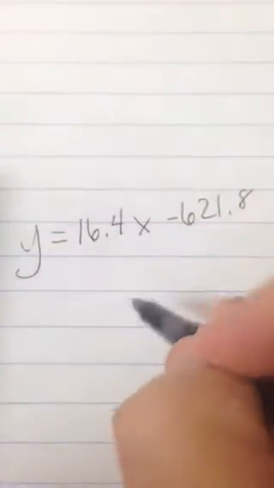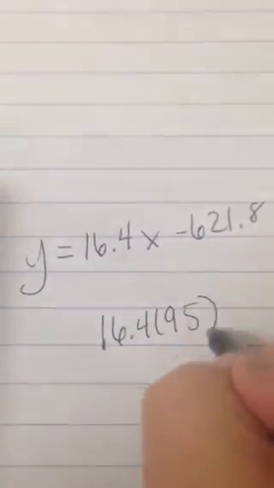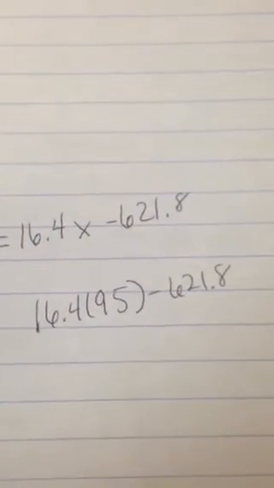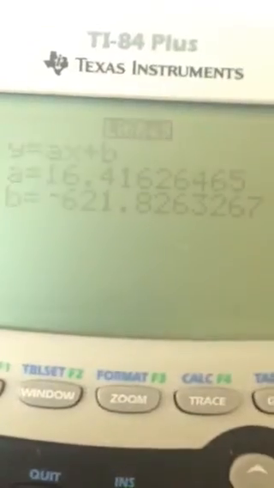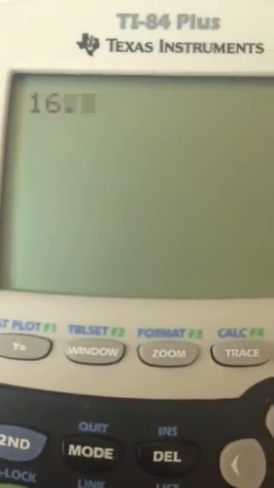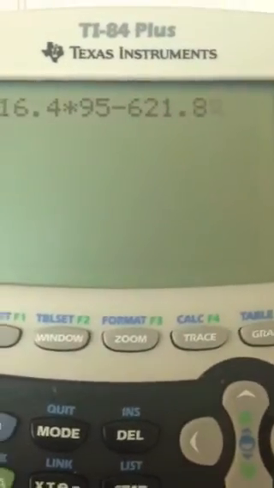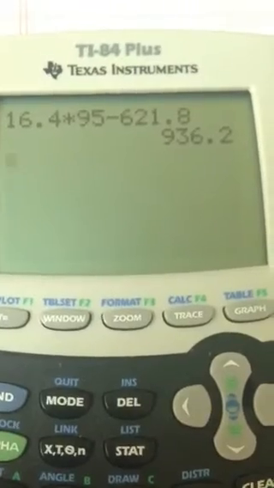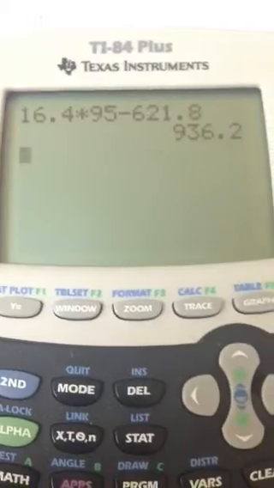So what I'm going to do is 16.4 times 95 minus 621.8 and see what I get. And that should be how many cans I can expect to sell if the temperature is 95 degrees. So on your calculator, 16.4 times 95 minus 621.8, I could expect to sell 936 cans of soda if the temperature was 95 degrees.